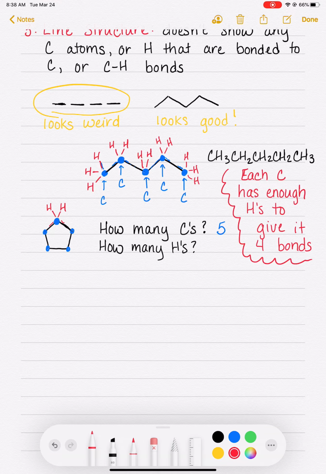Next guy over, you can see 2 of its bonds. That means it has 2 hidden bonds. And that's the same for all of the carbons in this molecule. For all of these carbons in this molecule, we can see 2 bonds. That means each one has 2 hidden hydrogens.